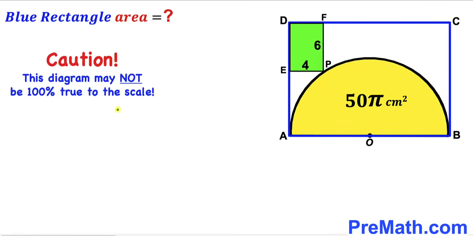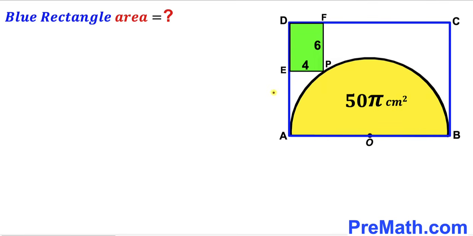Please keep in mind that this figure may not be 100% true to scale. Let's go ahead and get started. Here's our very first step. Let's focus on this semicircle, and we are going to calculate the radius of this semicircle. Let me label the radius as lowercase r, and we are going to find the value of radius r.